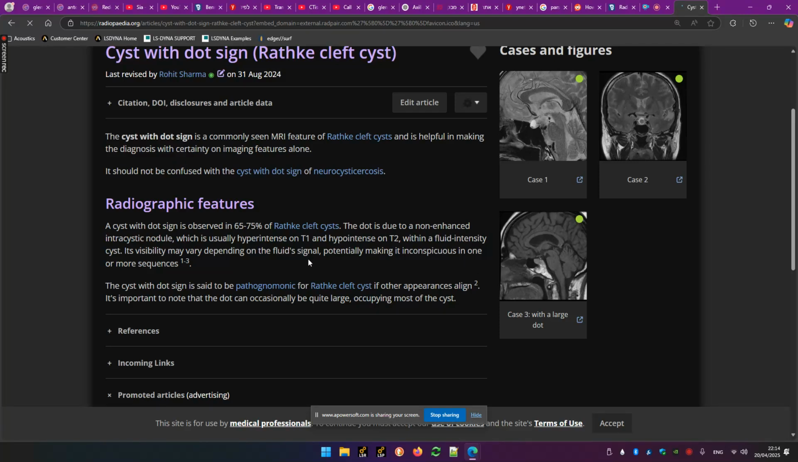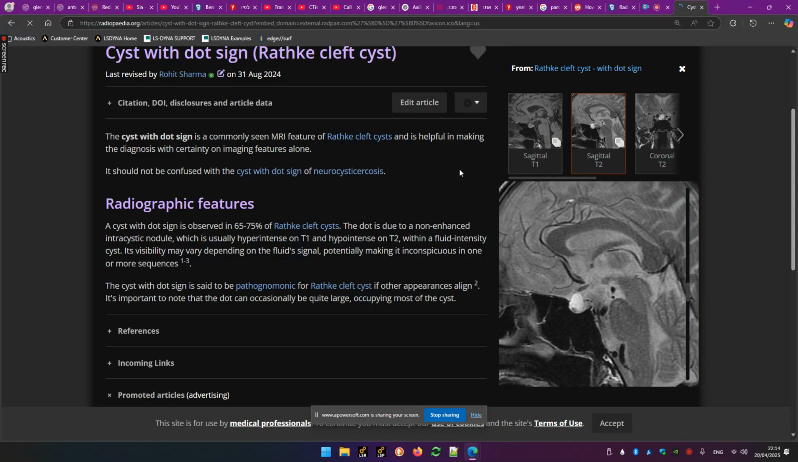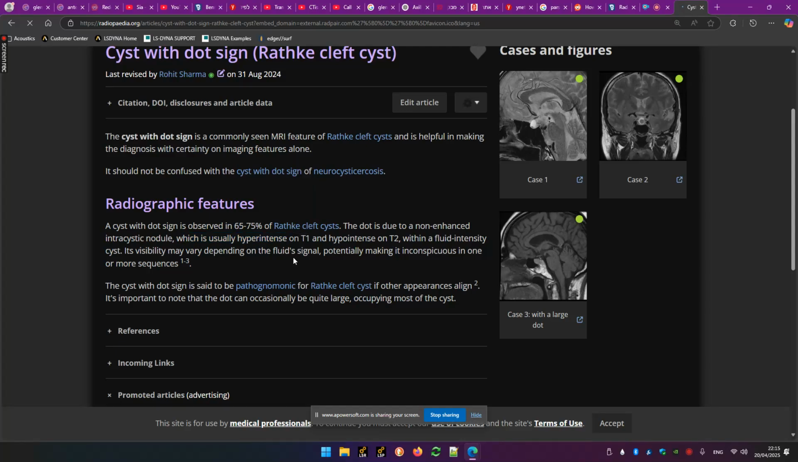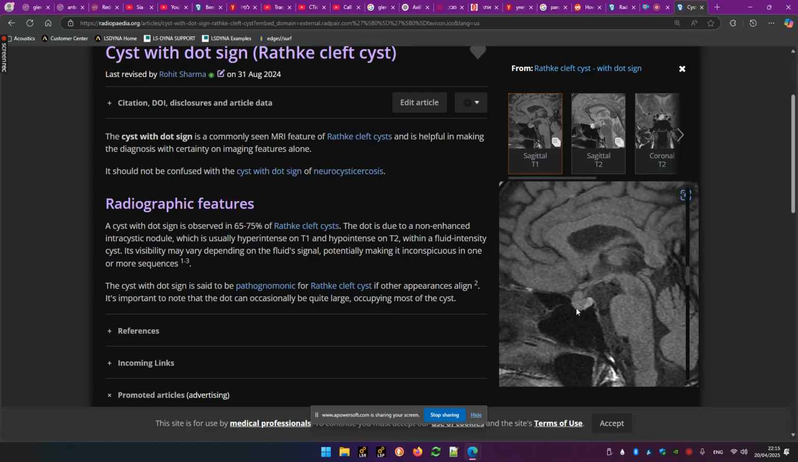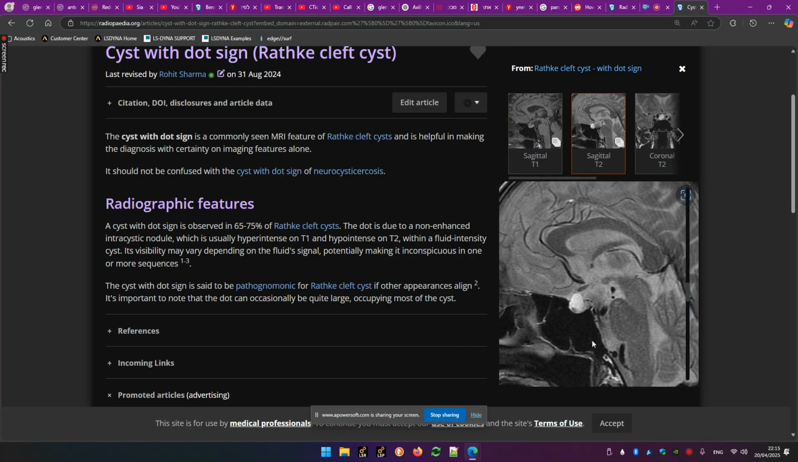The dot is due to a non-enhanced intracystic nodule, which is usually hyperintense on T1 and hypointense on T2 within a fluid intensity cyst. Its visibility may vary depending on the fluid signal, especially making it inconspicuous in some. Cyst with dot sign is said to be pathognomonic for Rathke cleft cyst. The dot is due to a non-enhanced intracystic nodule, maybe this part, which is usually hyperintense on T1 and hypointense on T2. Hyperintense on T1, so maybe this is hyperintense on T1. This is hyperintense on T2.